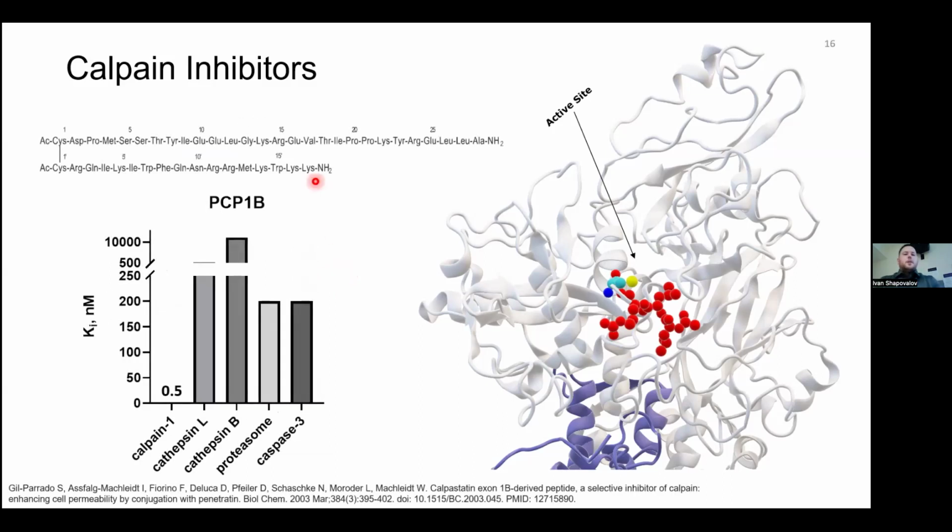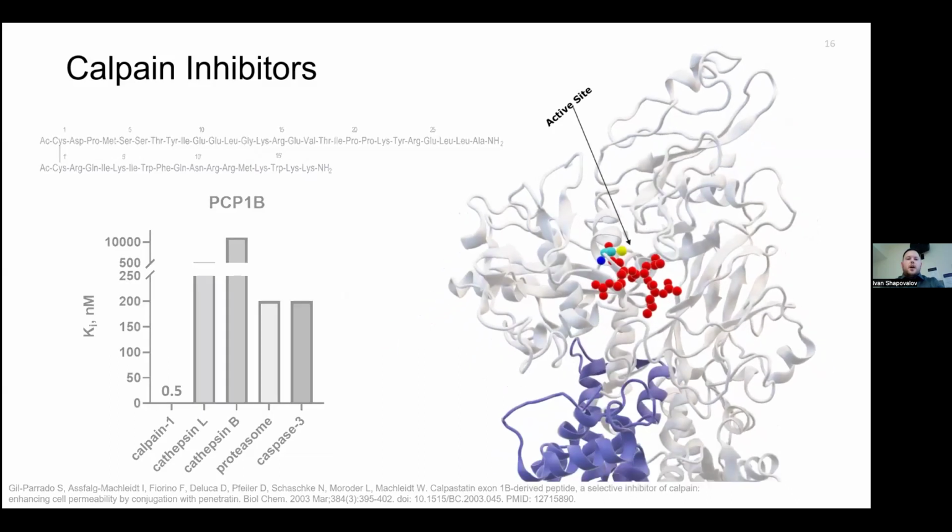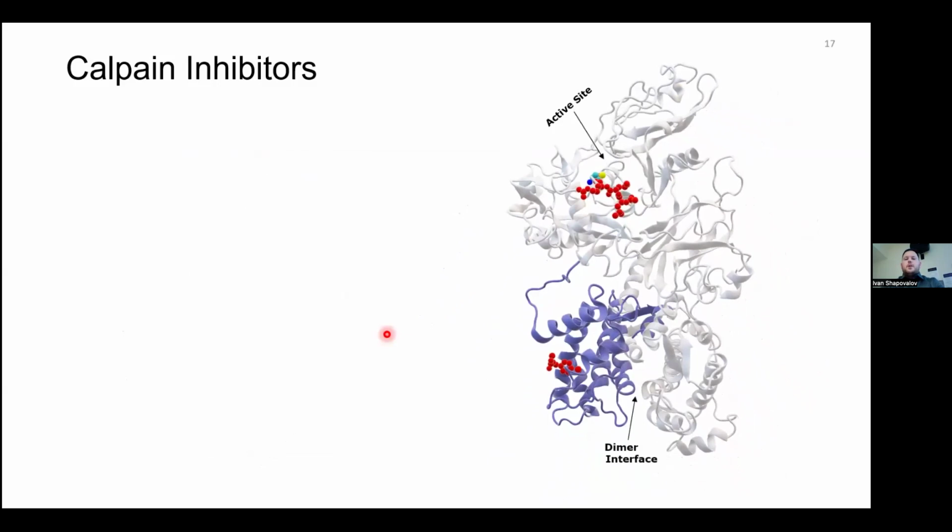One other type of Calpain inhibitors that is active site-directed is peptide-derived inhibitors. For example, this compound PCB1B, which is based on the primary sequence of the exon 1B of the calpastatin, which is an endogenous inhibitor of Calpain. The major benefit of inhibitors like this one is they can be made to be very specific for Calpains, but they run into other issues such as poor solubility, poor cell membrane penetration, and poor pharmacodynamics, pharmacokinetics in general.